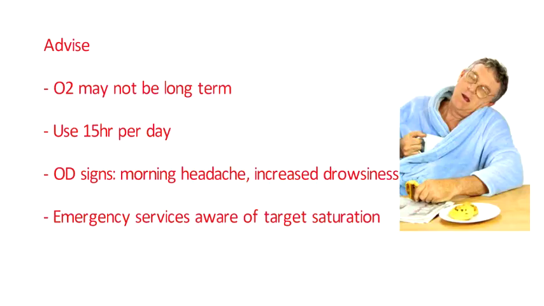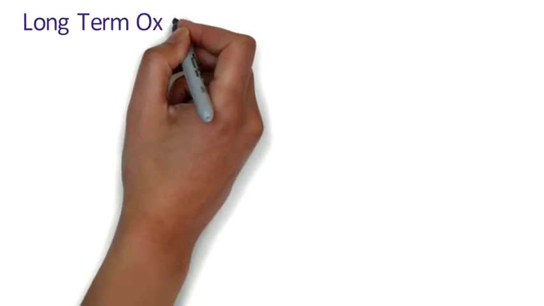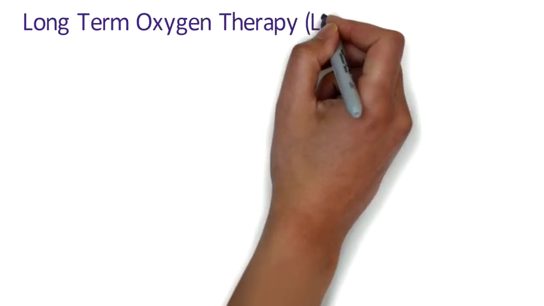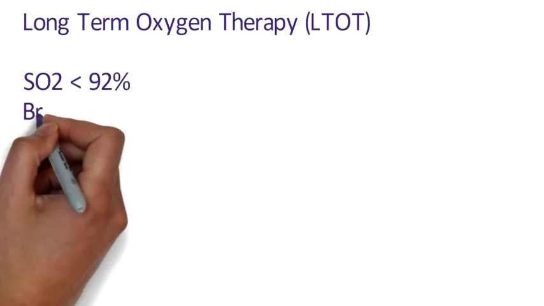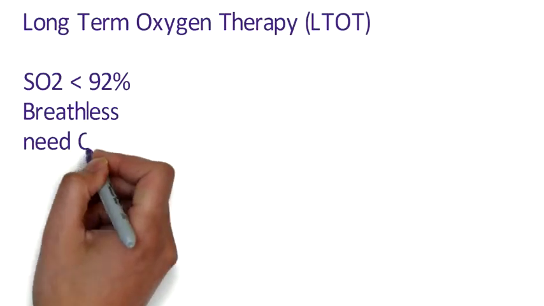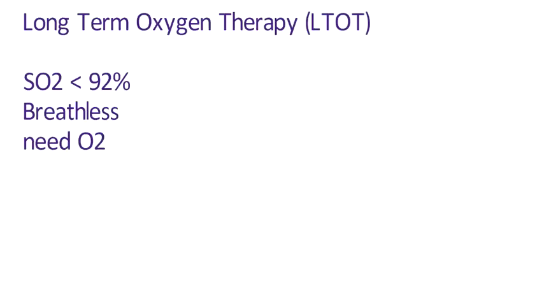Now, patients who exacerbate frequently and are unable to achieve an 8-week period of stability may require assessment for long-term oxygen therapy. Now, that shouldn't be prescribed during an acute exacerbation and should only be limited to patients with a saturation of oxygen of less than 92%. They also should be presenting as breathless and unable to manage without the use of oxygen.